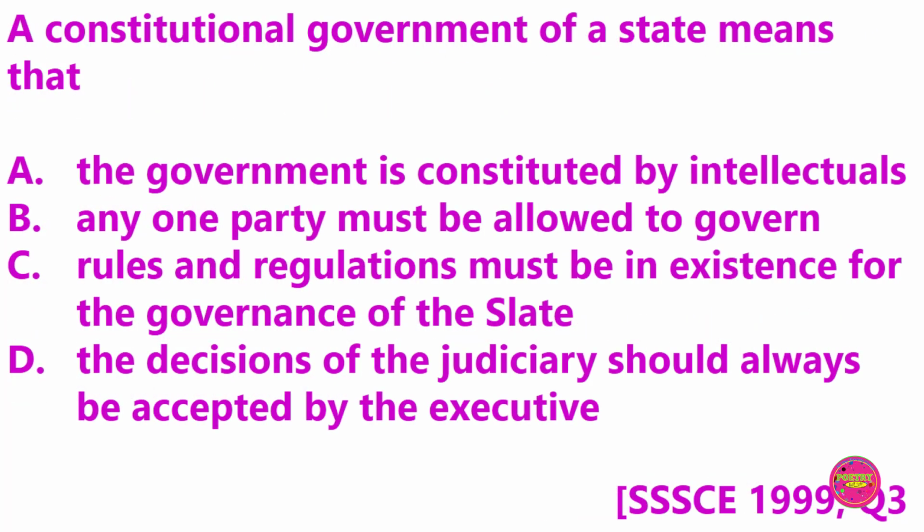A constitutional government of a state means that A. The government is constituted by intellectuals. B. Any one party must be allowed to govern. C. Rules and regulations must be in existence for the governance of the state. D. The decisions of the judiciary should always be accepted by the executive. The correct answer to this question is C. Rules and regulations must be in existence for the governance of the state.